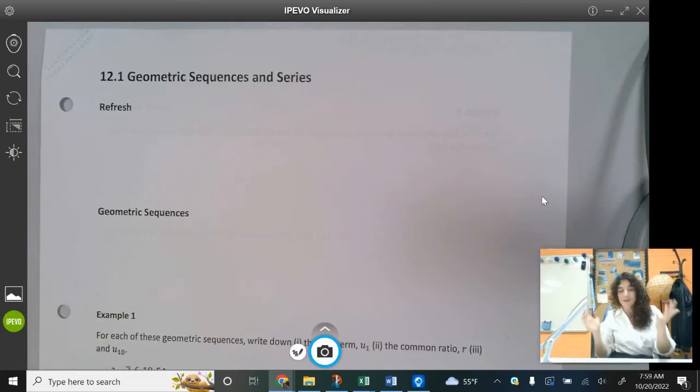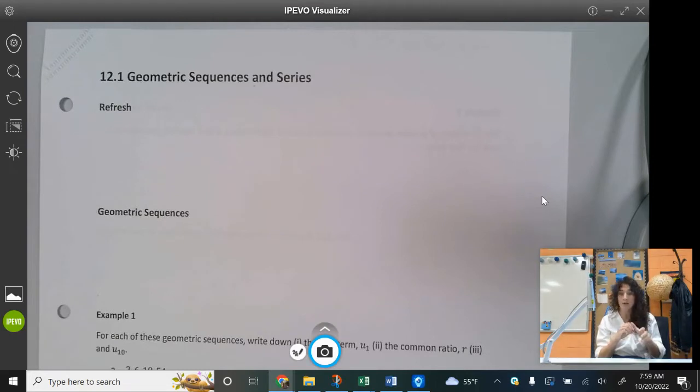Hey, 12th graders. So we are starting Unit 12, and Unit 12 is going to be about exponential modeling. Exponential modeling is going to be encompassed in a lot of different ways. We're going to first talk about it with geometric sequences and series. We're going to talk about it when we discuss what an exponential model in general looks like.